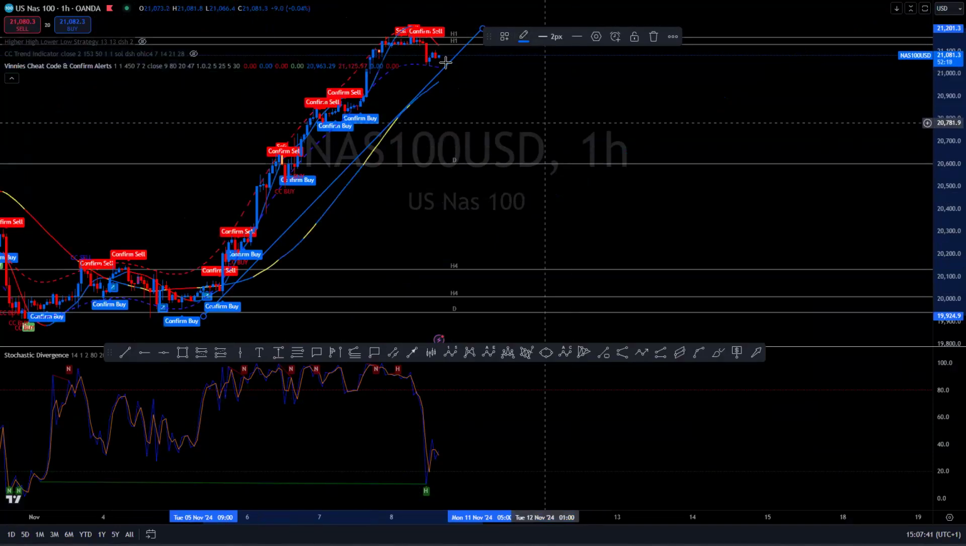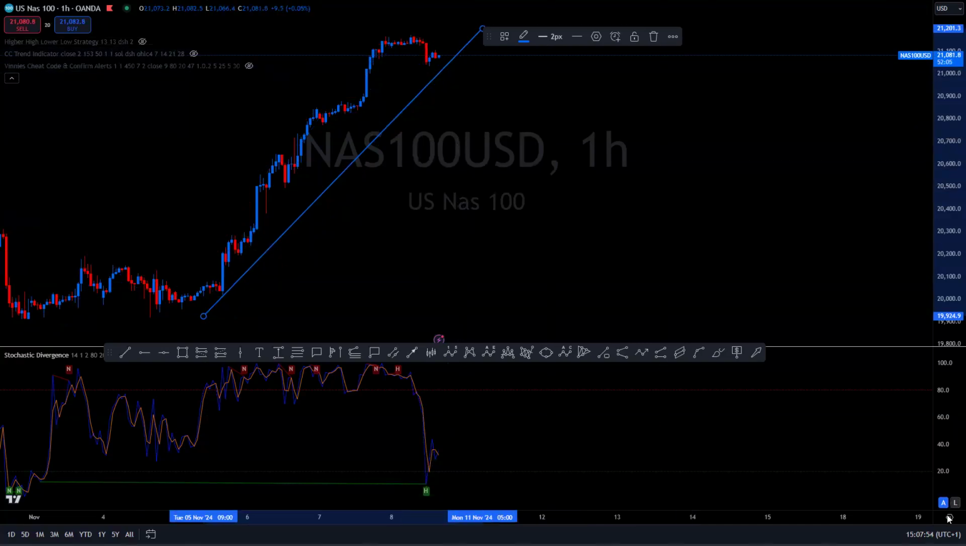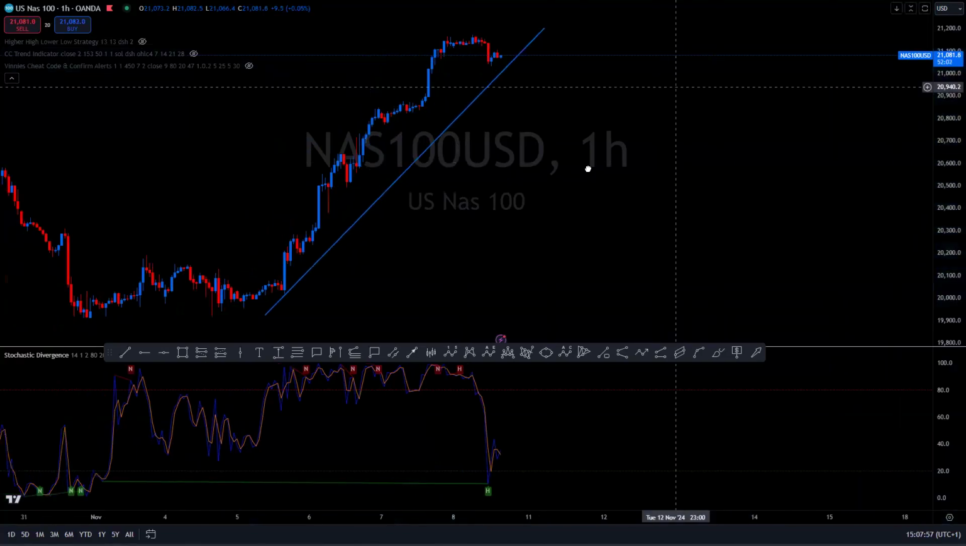And then when we turn on the cheat code indicator, we did have a confirmation sell in this area here. The price is nowhere near inside of the Bollinger Band, so price is not necessarily ready. So we'll see what price is looking like on the 15-minute here. Let's go ahead and switch to the 15-minute.